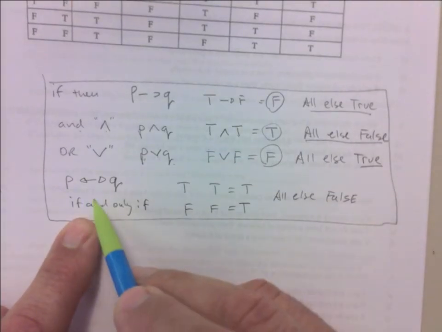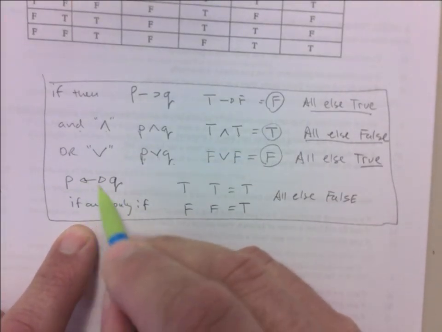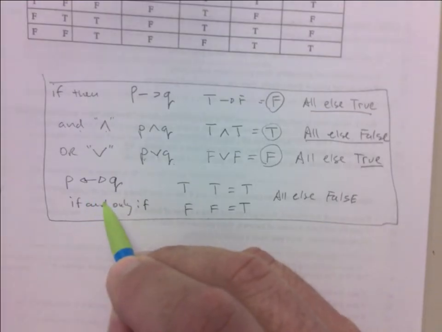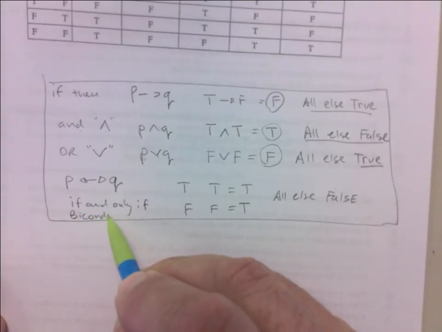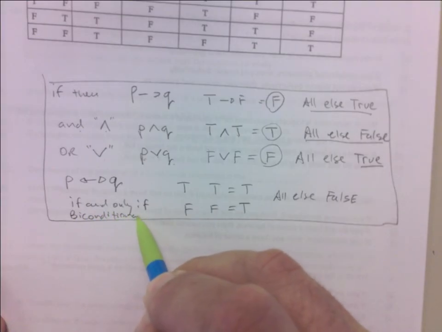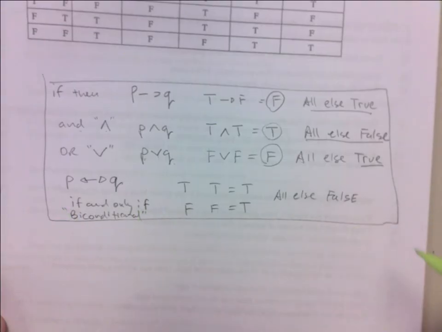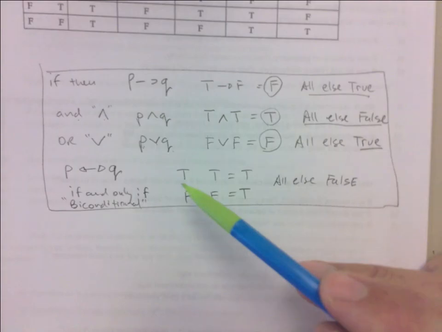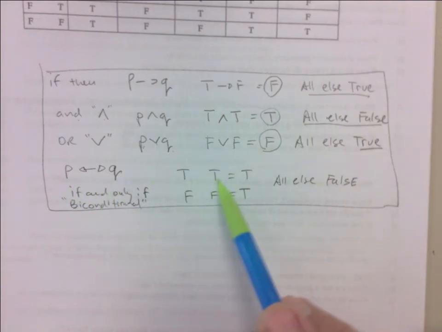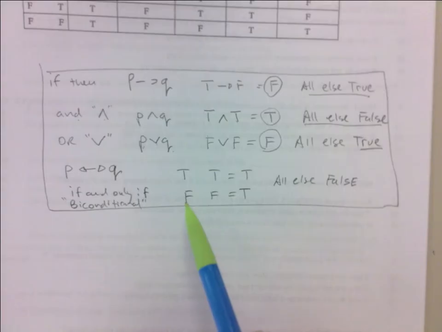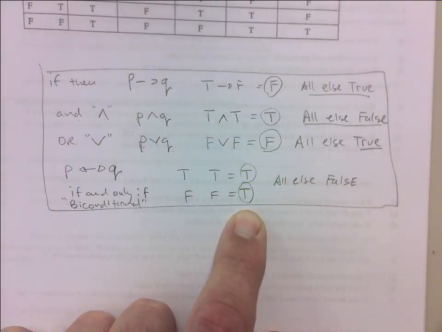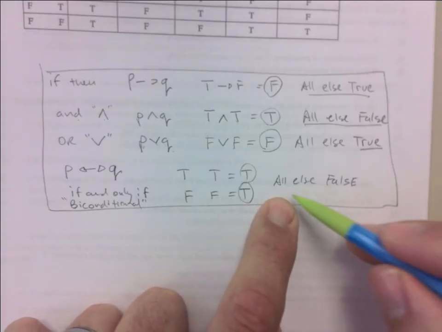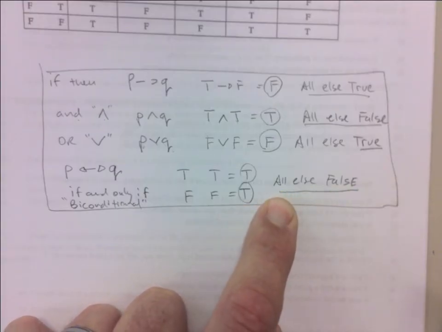And then the if and only if, this is the biconditional, which you should have on your study sheet. What this means, I'll add that word there, biconditional. What you're looking for is both P and Q being true, or where both of them are false, like they're both the same basically. Those are the only two true statements when it's biconditional. And all else is false.